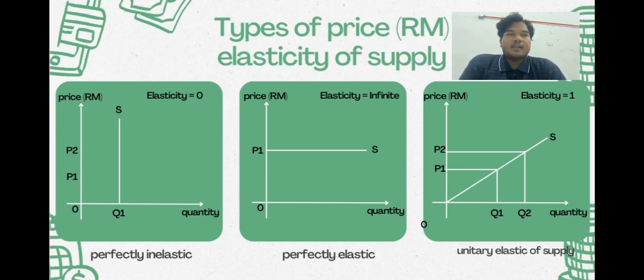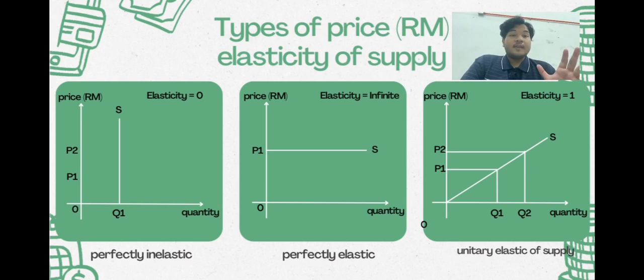Second last is when price elasticity of supply is equal to 0. It means perfectly inelastic. Supply remains unchanged regardless of price. And lastly, price elasticity of supply equals infinity, perfectly elastic. Supply can increase infinitely at a given price.